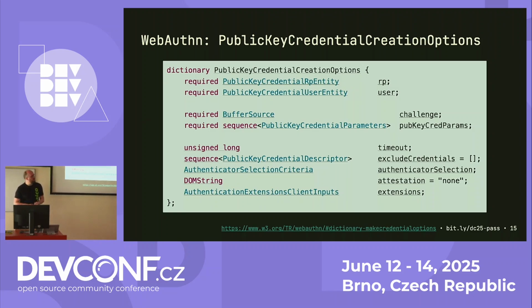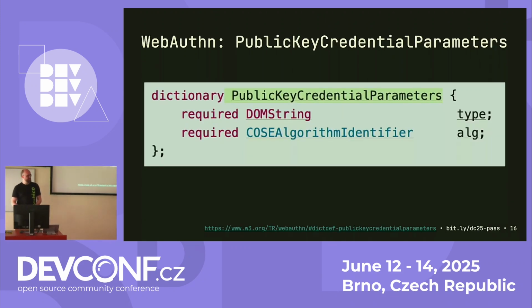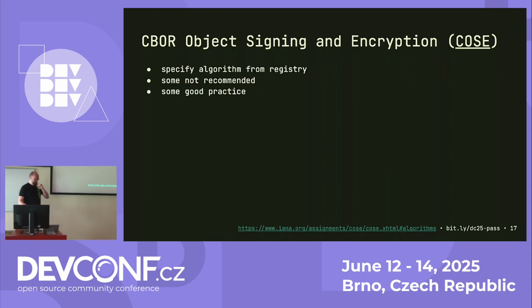I want to highlight only one more field in this one, which is the sequence of public key credential parameters, which defines which algorithms the authenticator should be using in order to create the public key. It's a dictionary, you can think of it as a JSON object, right, that has a type and an algorithm. The type is, I ignore the DOM part, a string, right? But the algorithm is a COSE algorithm identifier.